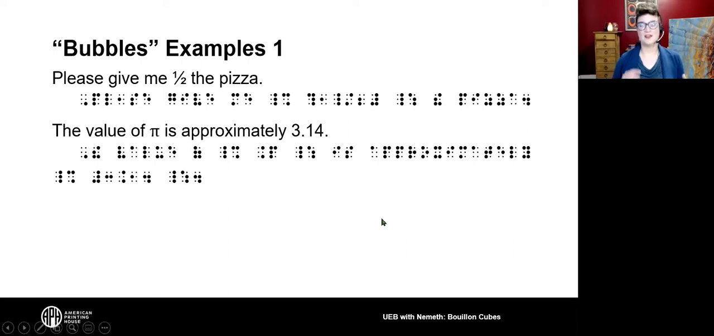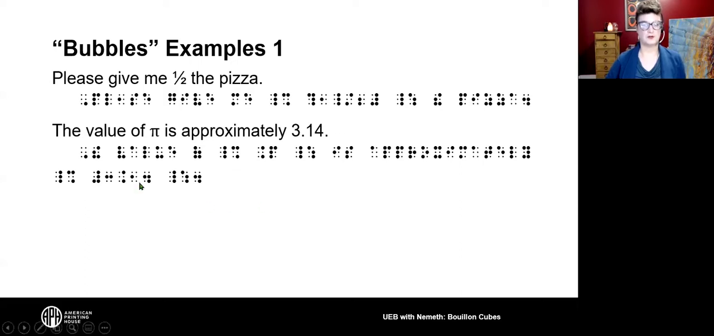In the sentence, the value of, then we have the Greek letter pi, is approximately 3.14. What do you think needs to be in Nemeth Code? Definitely the decimal, right? We said all decimals and all fractions have to be in Nemeth Code in UEB with Nemeth. The Greek letter also needs to be in Nemeth Code. That way, when it happens later on in a math expression, it's going to look the same as it did when it was being talked about here.